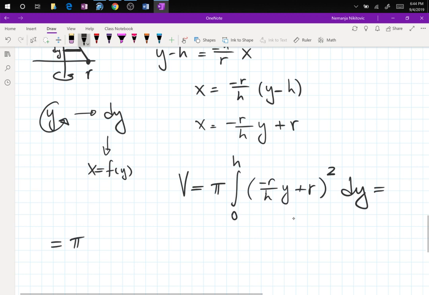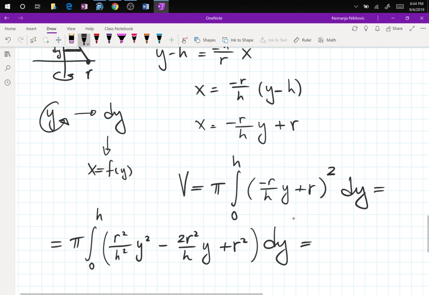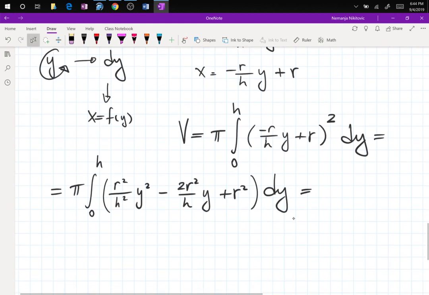But we first have to deal with the square of the binomial. So when you square the first, you get r squared over h squared y squared. Then the first times the second times 2, so that's going to be minus 2r... No, r times r is r squared. Holy nightmare. R squared over... Oh, no, but there is a 2. I was right. 2r squared over h, y, and then plus r squared, dy.